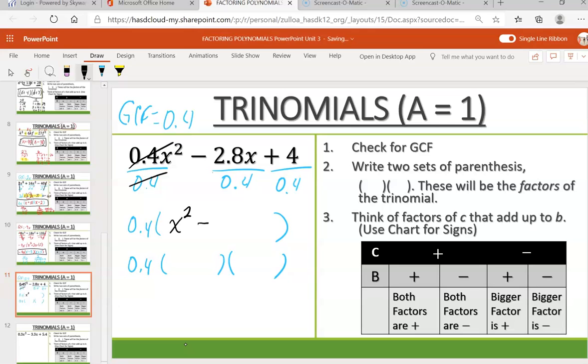minus 2.8 divided by 0.4 is 7x, and you can put that in your calculator if you need to. And a positive divided by a positive is going to give us a positive here. And we have 4 divided by 0.4, which gives us 10.